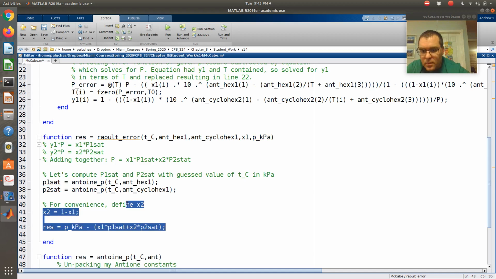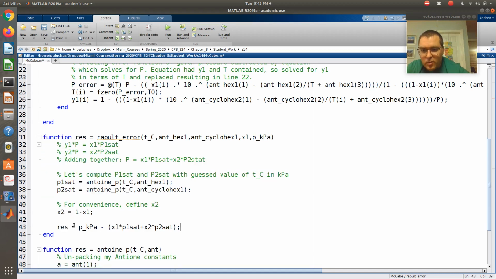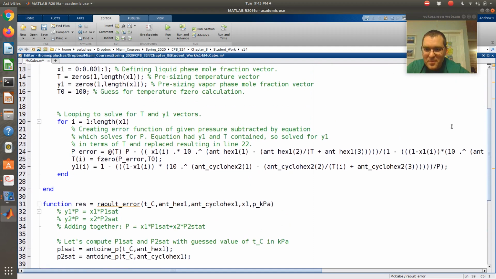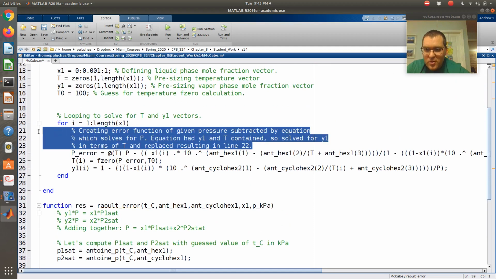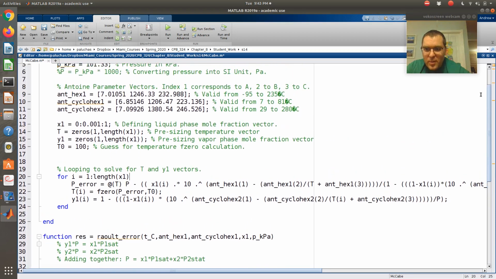Cool. Bam. Okay, and if you want the fancy word for it, this is what's called a bubble P calculation. Okay, cool. All right, so what I'm going to do now is, let me go up here and peek.